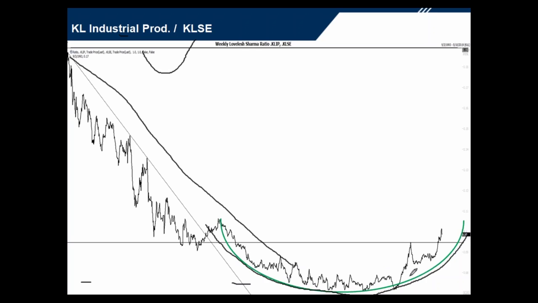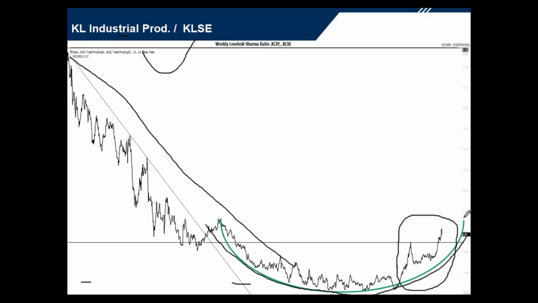Industrial production, compared to the KLSE market, was in continuous downtrend. I mean, 1995 to 2005 has been in a secular downtrend. But then you clearly see how smartly it moved up, how smart money actually came into this market. And you see, whenever there is a bullish market, the outperformers will do well. And this is the area of industrial production.